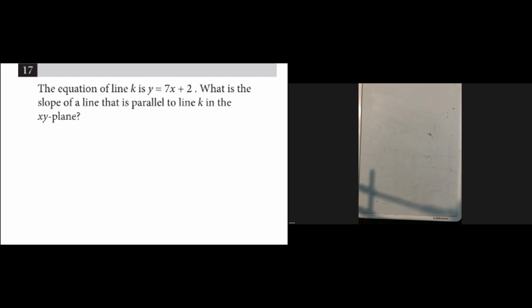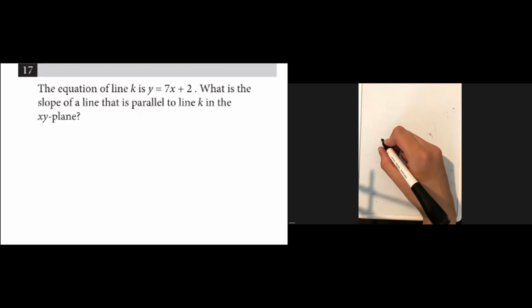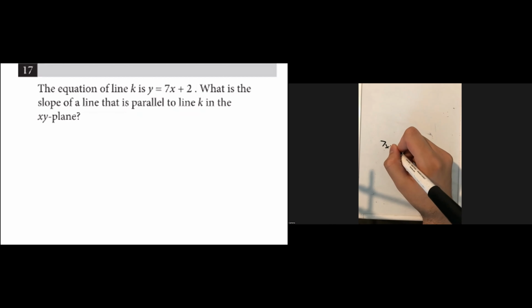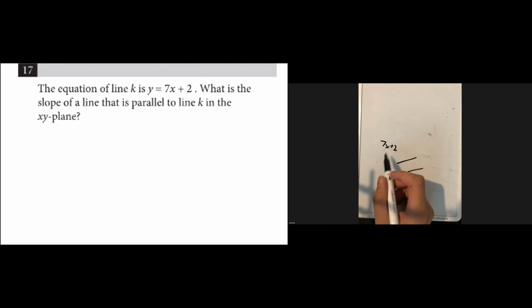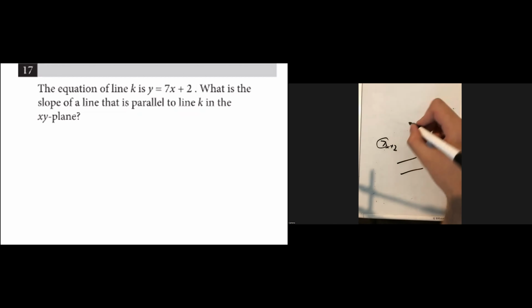All right, so for this one, we don't really need a minute. It's just the equation of a line is y equals 7x plus 2. What is the slope of a line that is parallel? Well, if it's parallel, it has the same slope. And if we use the formula y equals mx plus b, where m is the slope and b is the y-intercept, we get the slope as 7. The answer would be 7.